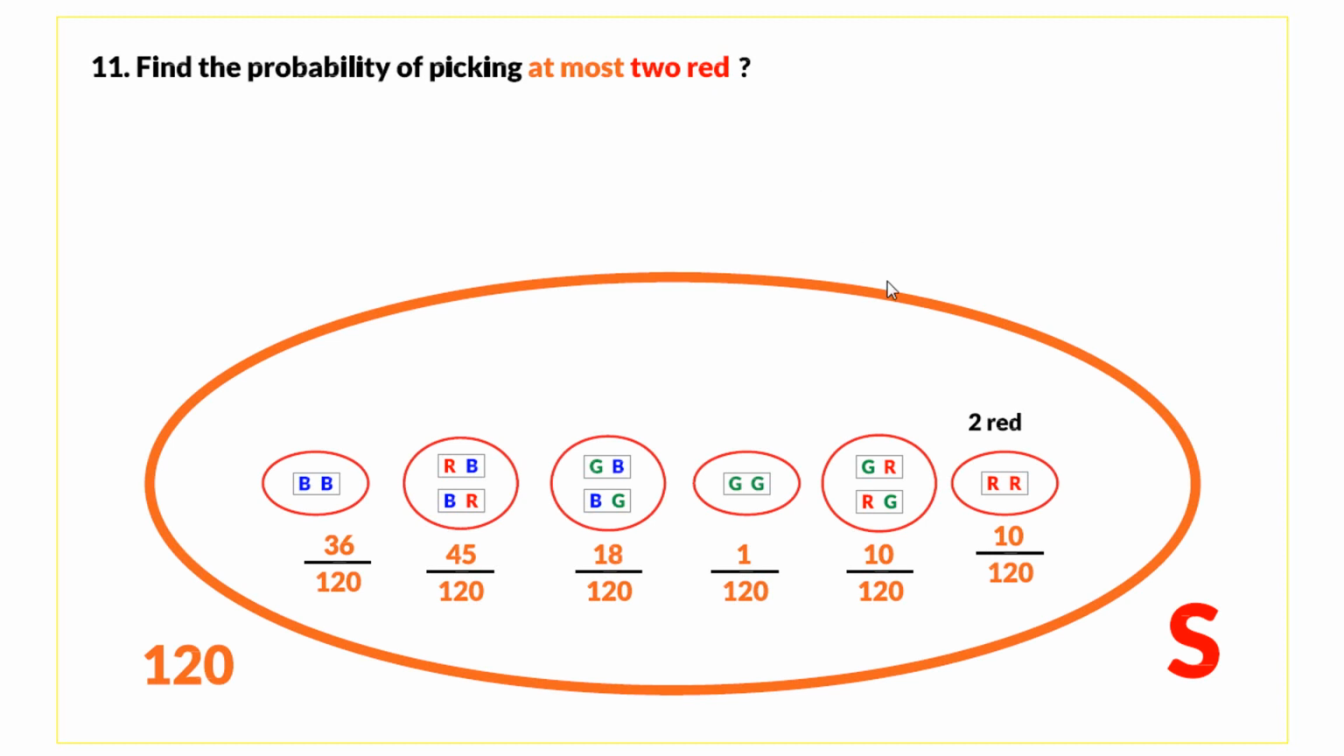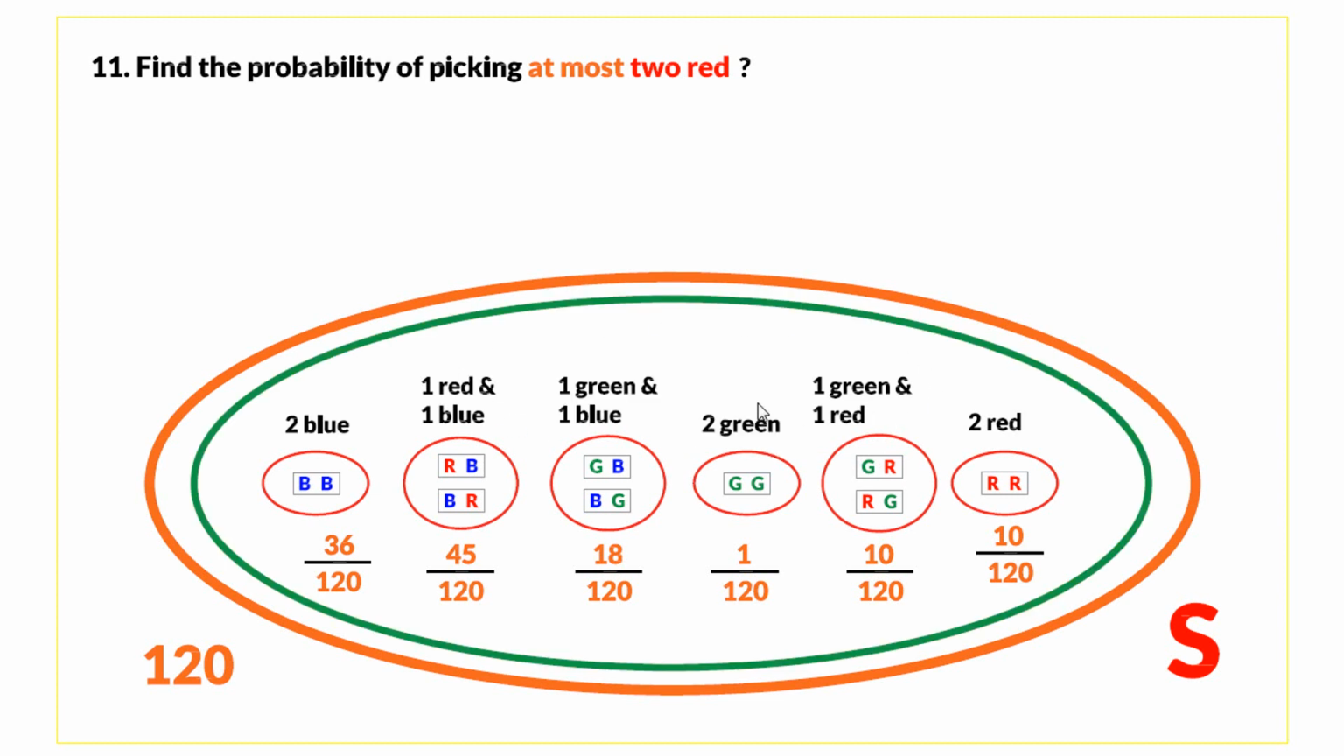Question number 11, find the probability of picking at most two reds. So we may pick up two red here, or one red, or no red. So we may pick up one red, we may pick up no red. So all these events, they form the sample space. So this event at most two red is the sample space, and its probability is 1.